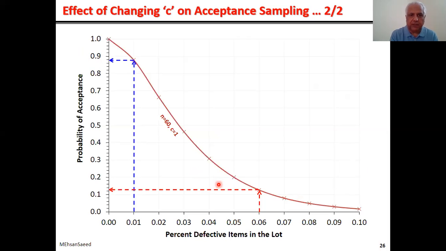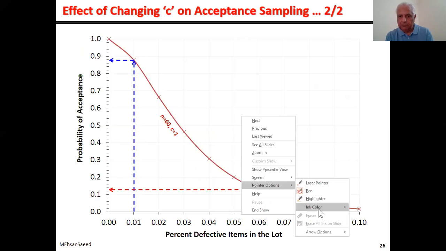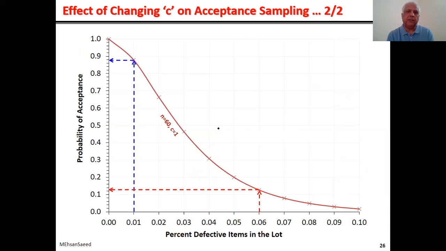Let me draw these risks in a different color. What will be a good color? Okay, let me take green. I hope it is visible. Okay, so I'll draw these. This is your beta risk, and this is your alpha risk.